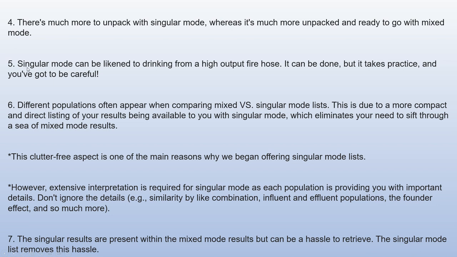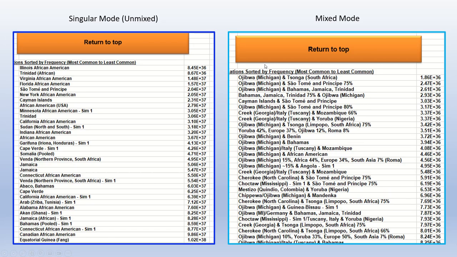Number 5, singular mode can be likened to drinking from a high output fire hose. Yeah, so much data coming at you all at once, right? And you have to unpack that information. You have to think, well, what makes up the Illinois African American population? What are their subsidiary populations, ancillary populations? How about Trinidad? Virginia? Okay, what Native American populations can be represented here, and in what admixtures? What African populations can be represented? Florida, and much the same all the way down through, like Sao Tome and Principe, for example.